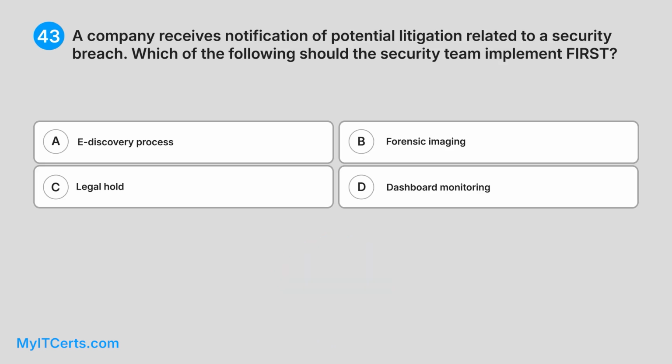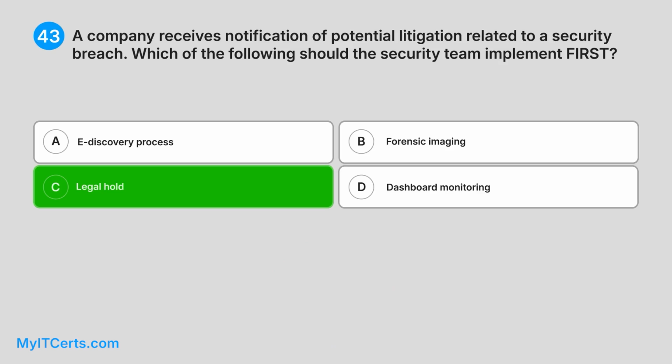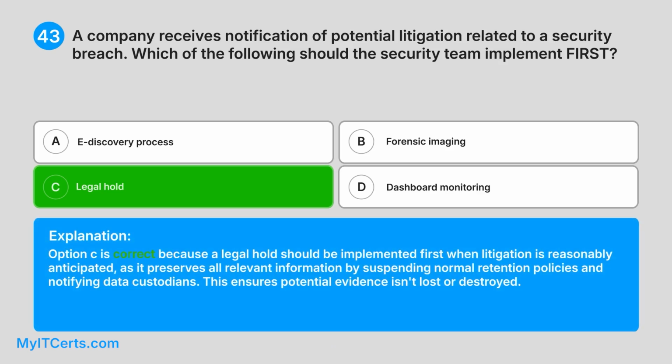Correct answer: C. Legal hold. Explanation: Option C is correct because a legal hold should be implemented first when litigation is reasonably anticipated, as it preserves all relevant information by suspending normal retention policies and notifying data custodians. This ensures potential evidence isn't lost or destroyed.